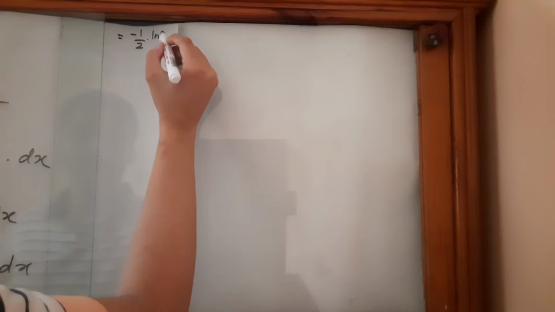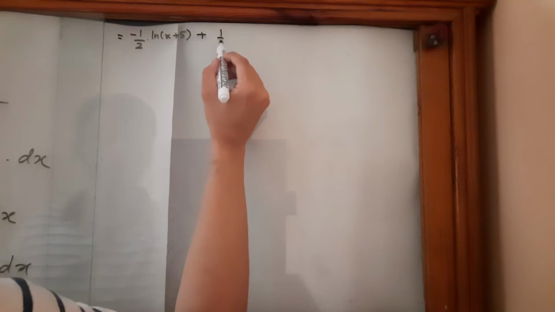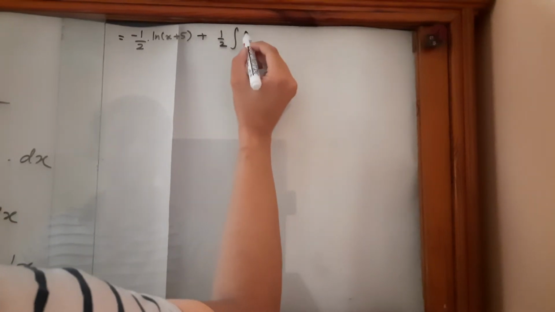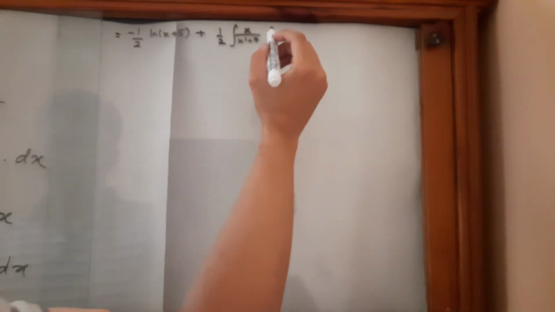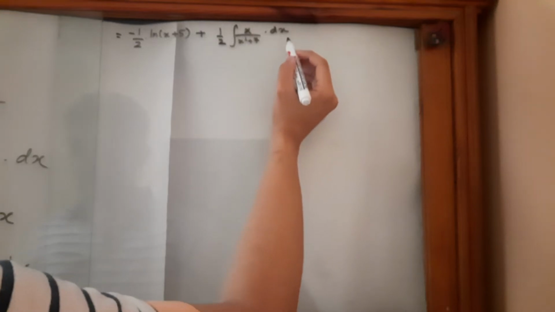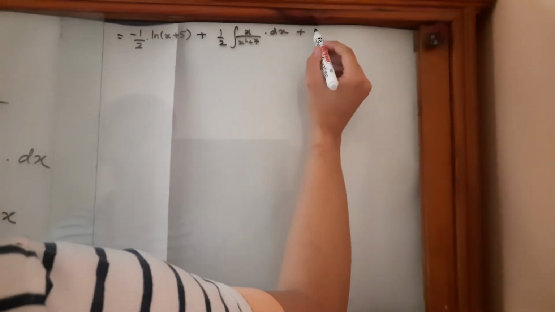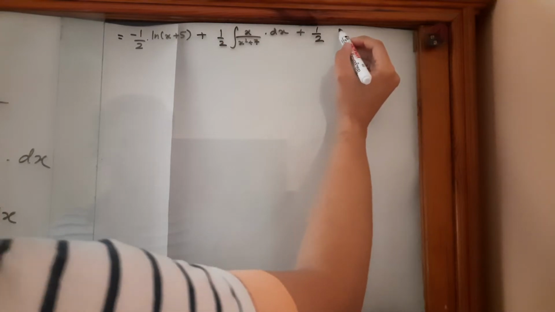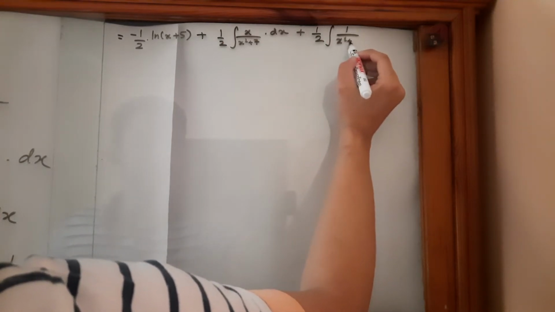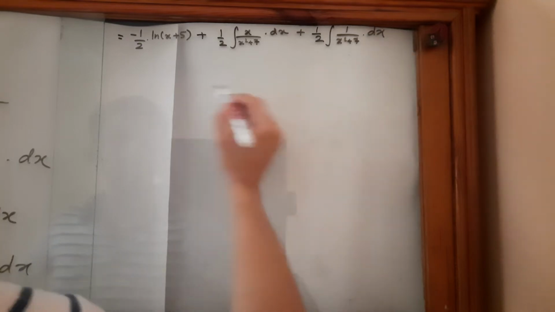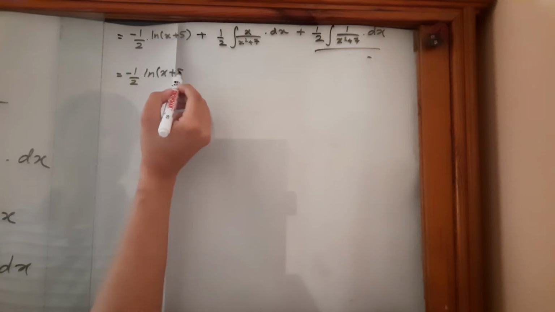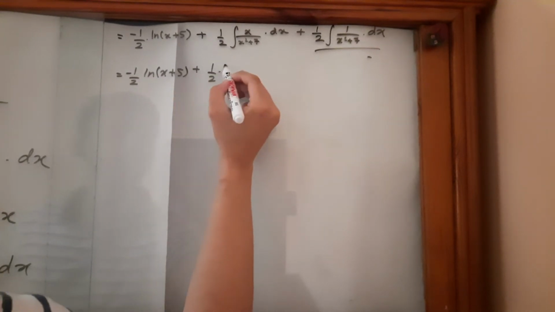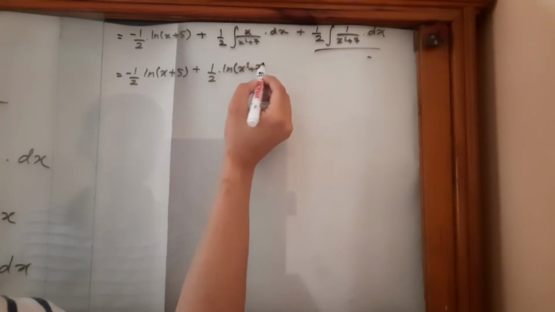So it is equal to -1/2 ln x plus 5 plus 1/2. Let's separate them into different integrals. X squared plus 7, and then dx plus 1/2 times 1/x squared plus 7 dx. So this is simple, so let's bring it in front and just get rid of it. Plus 1/2 ln x squared plus 7.